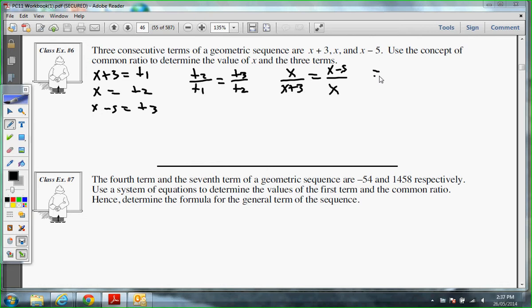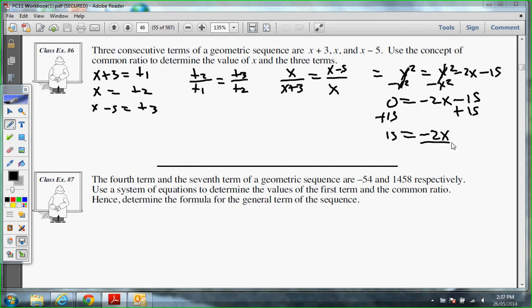I'm going to cross multiply. X squared equals, by foiling this out, I should get x squared minus 2x minus 15. Subtract an x squared, they go away. 0 equals minus 2x minus 15. Add 15: 15 equals negative 2x. Divide by negative 2, and x is negative 15 halves. So there's a lot of busy work, but at the same time, we're familiar with factoring and foiling that out, so we should be fine. And we have 1 left to go over.